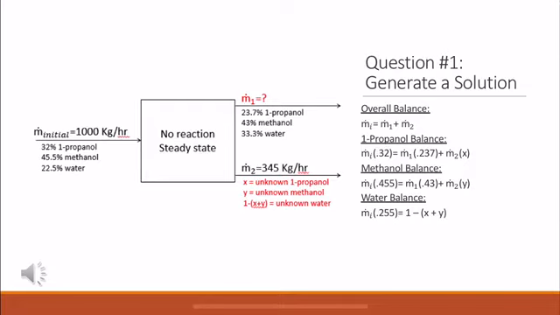For the weight decimal of water, we will use the formula m.I times the initial weight decimal of water, set equal to 1 minus x plus y, where x is the value we obtained from solving the 1-propanol balance formula, and y is the value we obtained from solving the methanol balance formula.